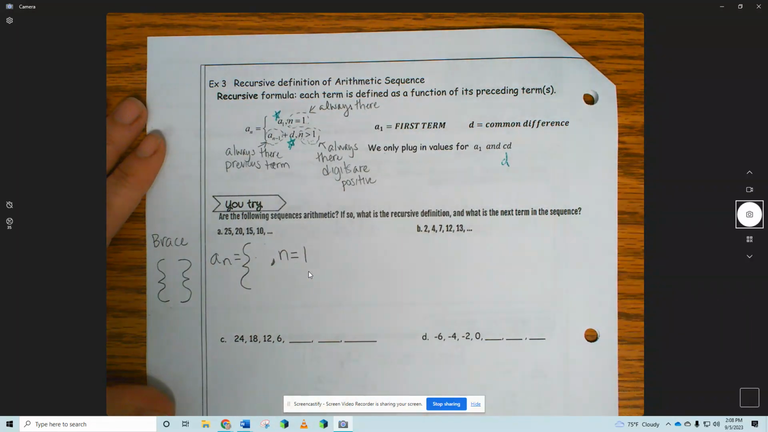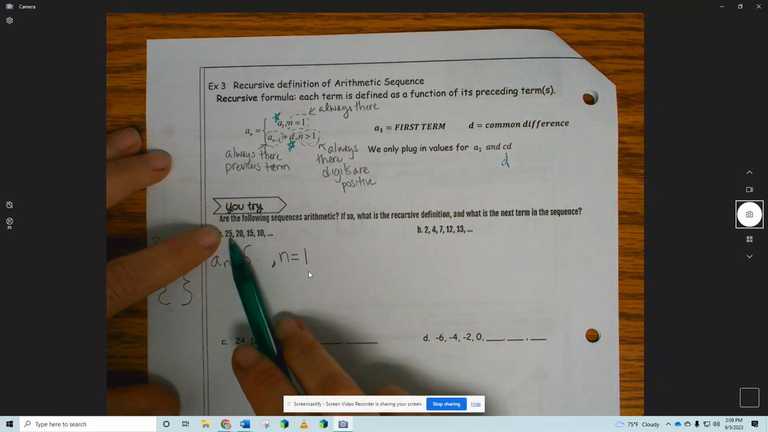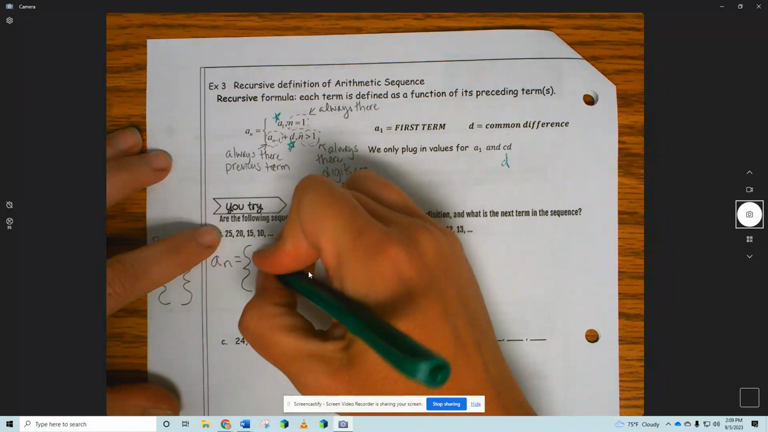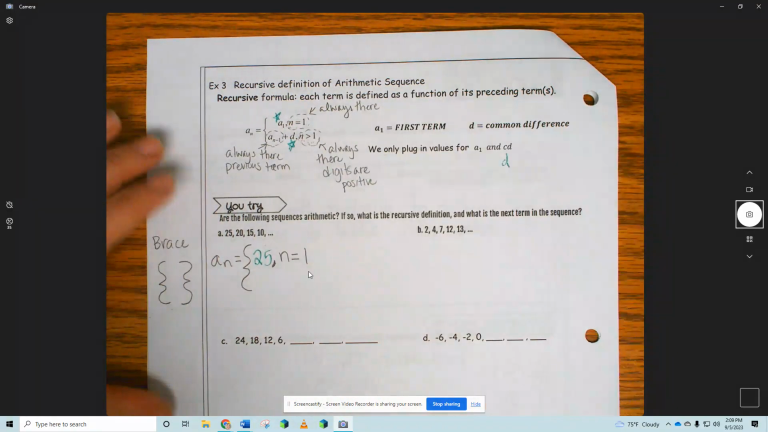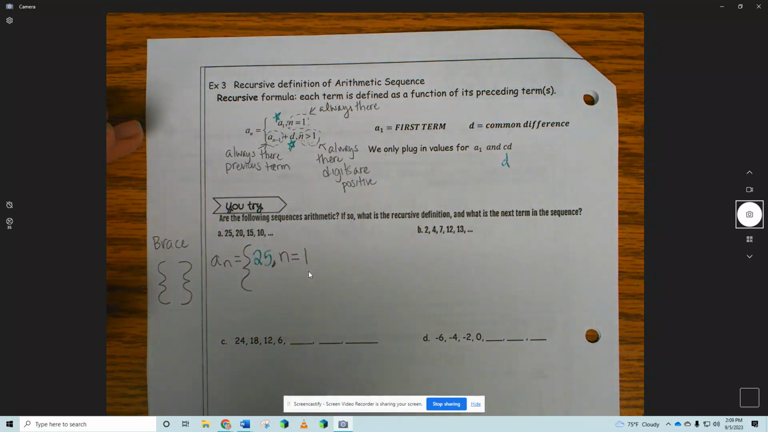That's my first row. What's the thing that I plug in on my first row? Look above. The first number in my list. The first number in my list is 25. So I'm going to put a 25 like there. Okay.